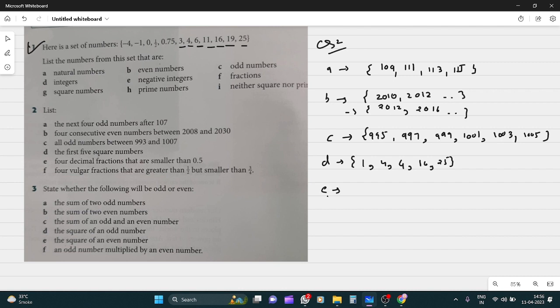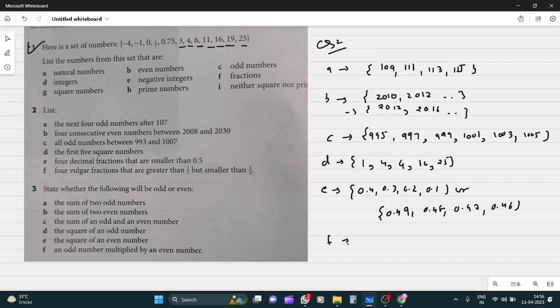first 5. Then 4 decimal fractions that are smaller than 0.5. See, there are many decimals. You can write 0.4, 0.3, 0.2, 0.1. Okay, or you can write 0.49, 0.48, 0.47, 0.46. A lot of examples are there, right?